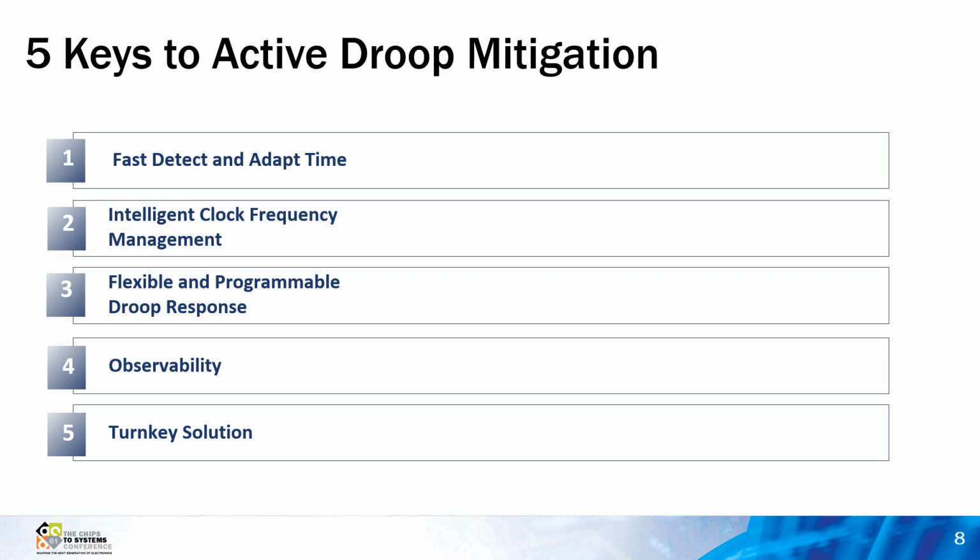Observability features will log data during droop events to provide insight to on-chip power distribution network behavior so that the severity and response to droops can be analyzed. Lastly, a turnkey solution that is integrated will provide optimal performance between droop detection and clock frequency management.